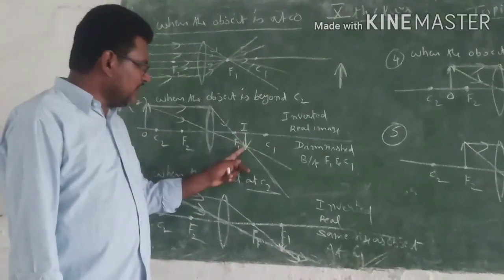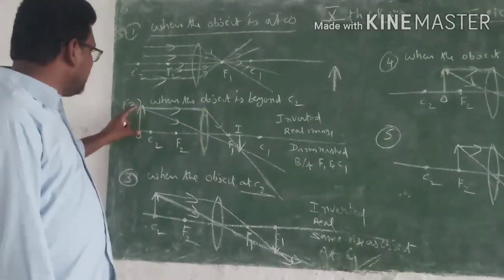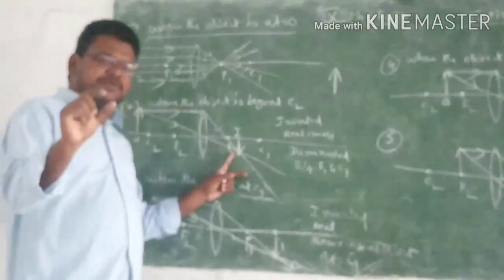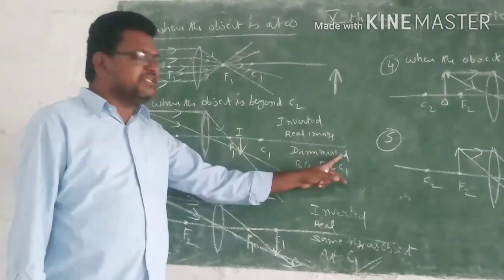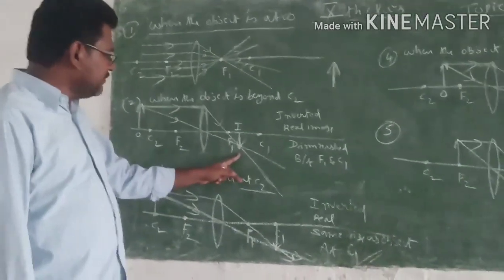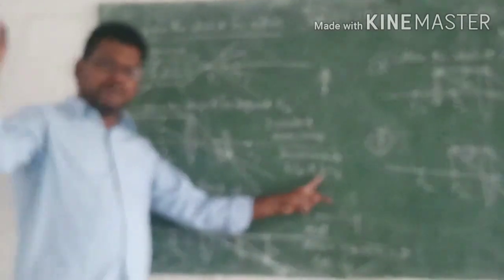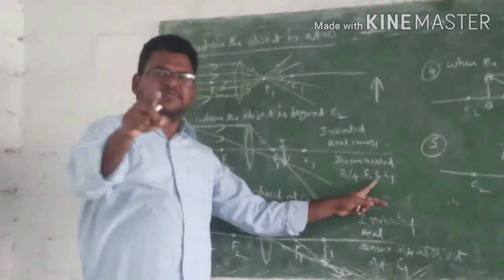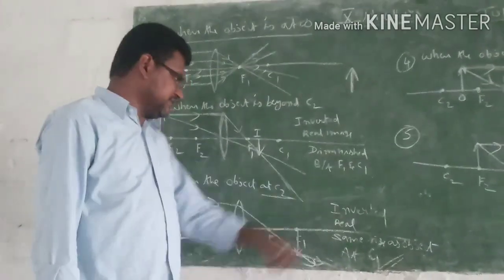And see here, its size is diminished. That means when compared to the object, its size is less. When the size of the image is less than the size of the object, we call it a diminished image. And the position of the image is between focus and center of curvature. When the object is beyond the center of curvature, a convex lens can form its image between focus and center of curvature on the other side of the lens.